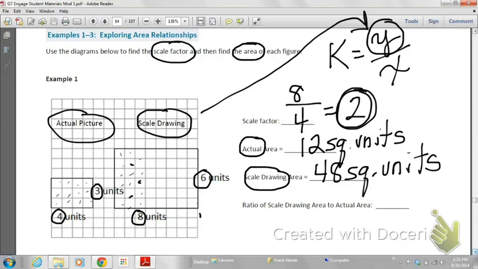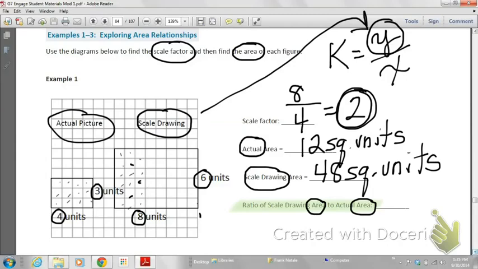So now we have some numbers to work with. This next calculation is going to be new to us, probably all of us. The last thing we're trying to do here is find the ratio of scale drawing area to actual area. Now it's going to look a little bit different. And actually there's a pattern, and after example 3, we'll talk about that pattern that you will see arise.